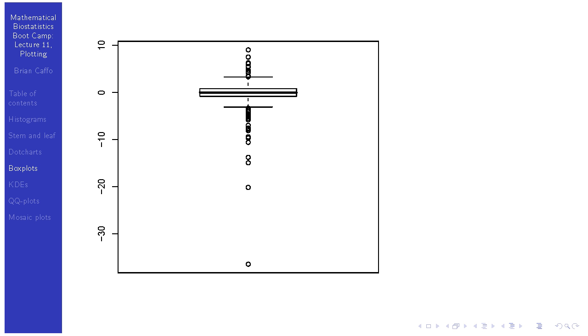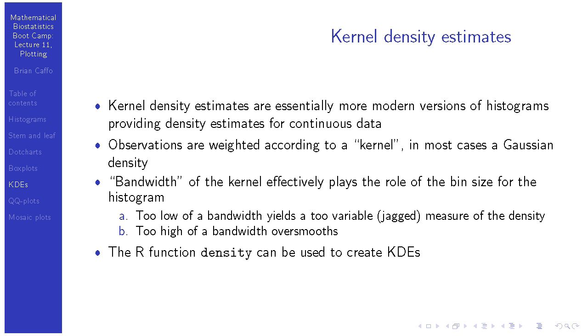So that's box plots. Box plots give you a density estimate by grabbing a bunch of quantiles from the data and using them. Kernel density estimates, on the other hand, are direct density estimates in the same way histograms are direct density estimates, but kernel density estimates are maybe a little bit better. The idea is that you're weighting observations according to a kernel. In most cases, that kernel is a Gaussian density. And then you have to pick a parameter that determines how smooth or jiggly your density estimate is going to be, called the bandwidth.